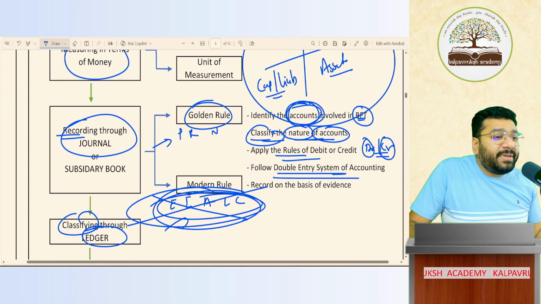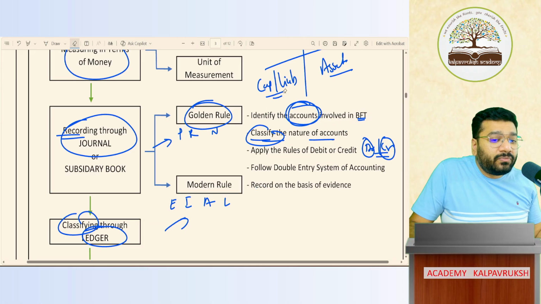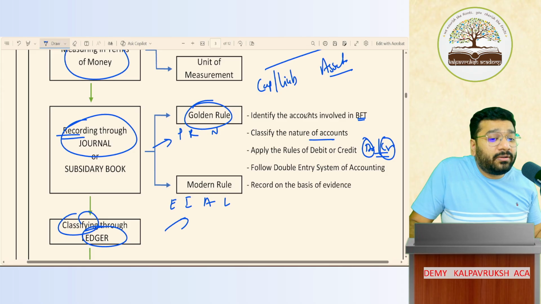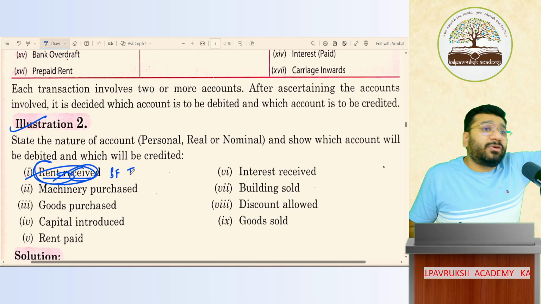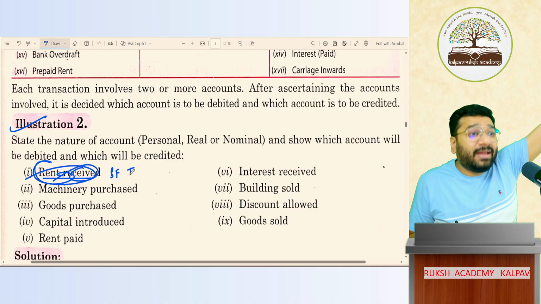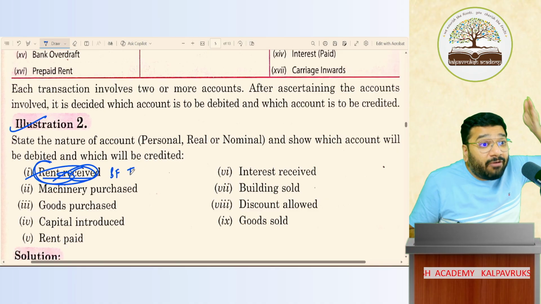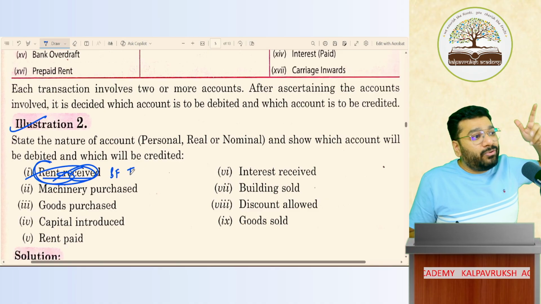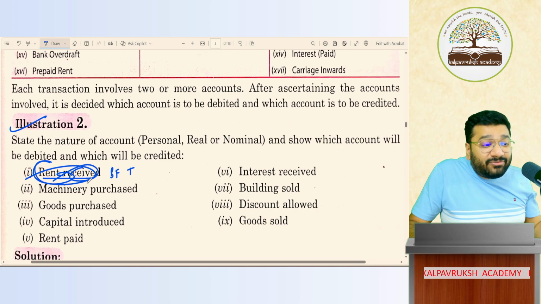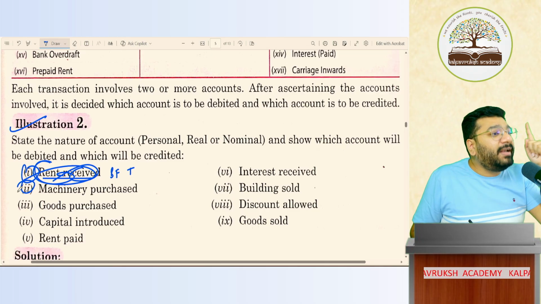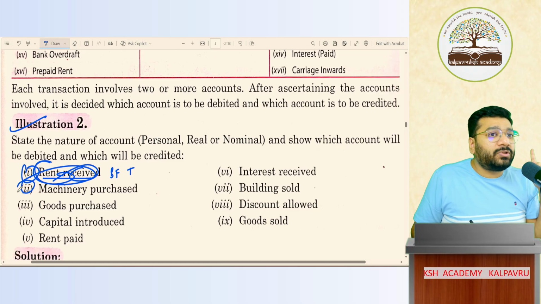In the BFT, you're supposed to identify the accounts involved. And here, have they given the full transaction? Rent received of so much money from so and so person, in cash or bank, anything given? No. This question is a half question. So can I identify multiple accounts? Not possible. Here, I can identify only one account. So for each transaction, I can consider only one account. Got it, not got it?